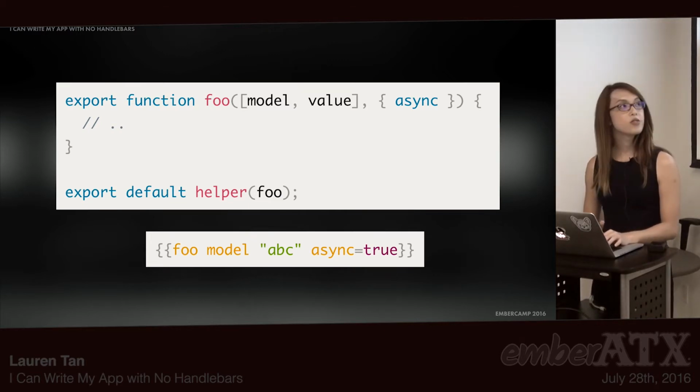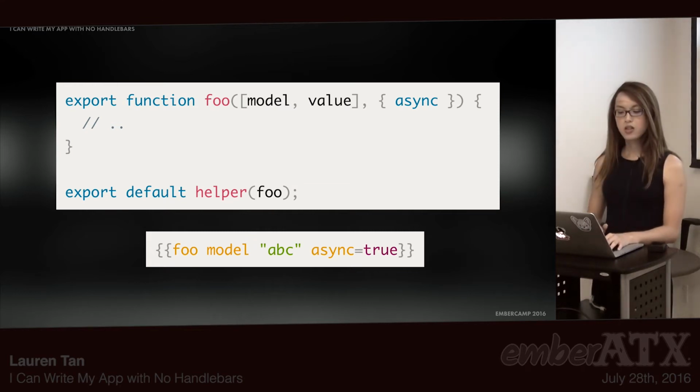And here, I don't think you can see my mouse. So this helper foo takes these positional parameters, model and ABC, and async equals true is the options that are passed into it. So even though helpers aren't as powerful as keywords, you can still do some really interesting things with them.